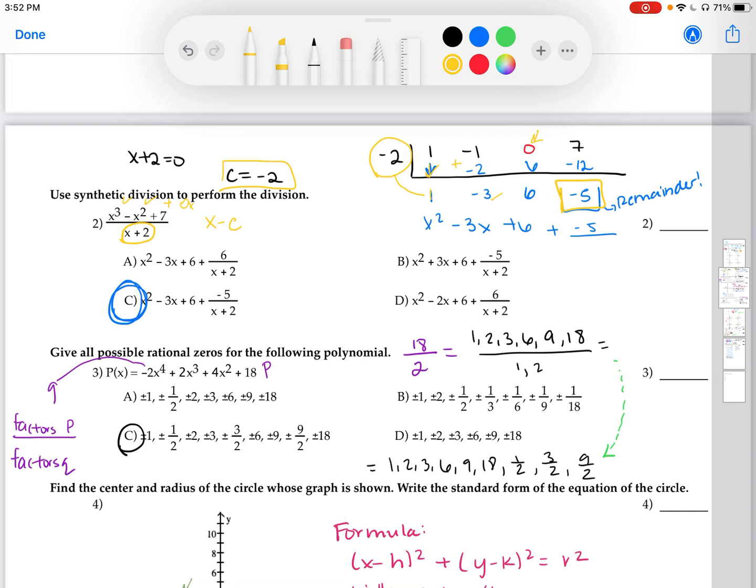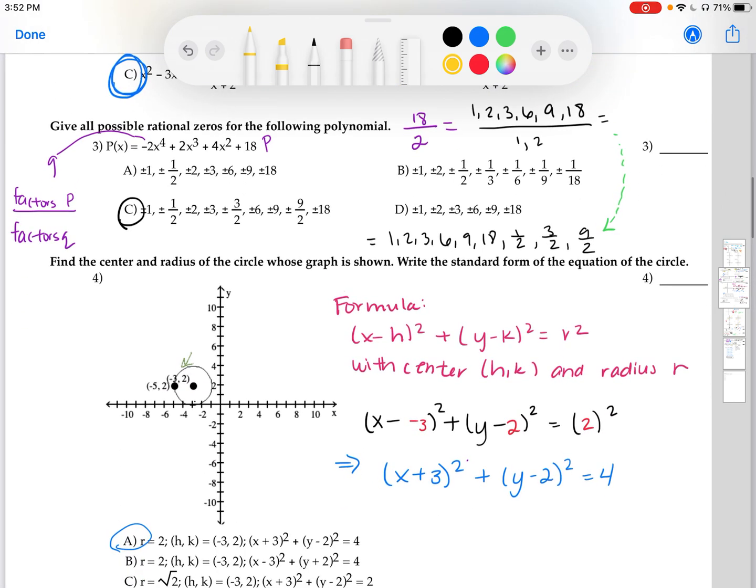Now we build up our polynomial with no variable, and a variable of 1 more degree. So this would be our answer. And we see that C is our solution that matches. Now be very careful, they all kind of look the same.